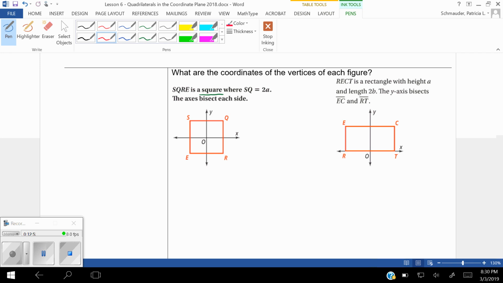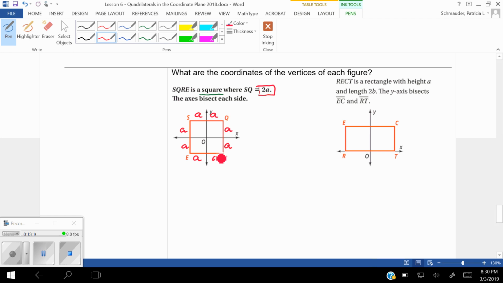So the length of each side is 2a. Since it's a square, I know the length of each side is 2a. So half of that would be a, right? If I divide 2a by 2. So each little piece here is a, making each side 2a units long. And we just want to find the vertices.